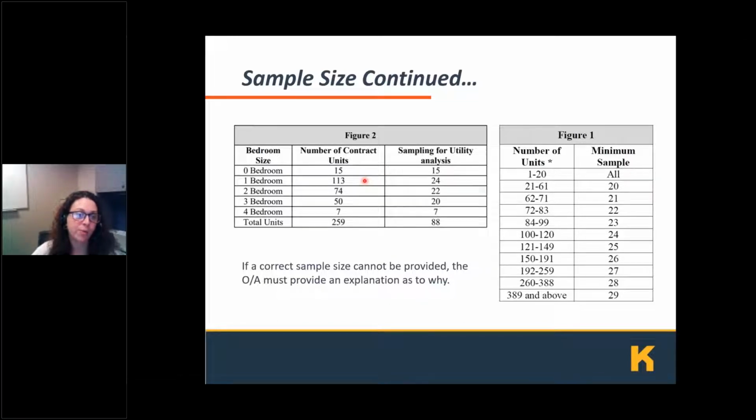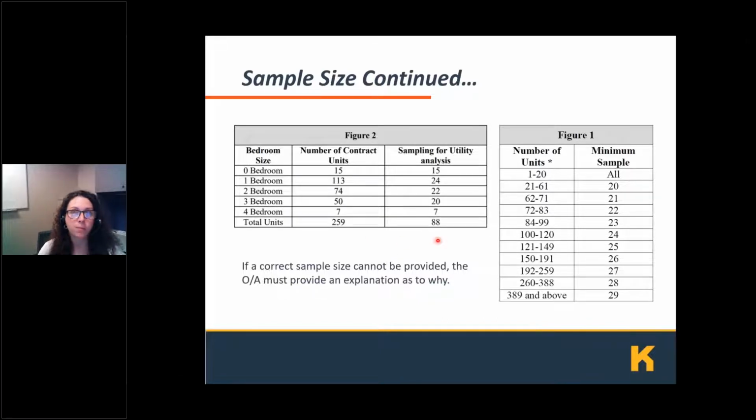So in the next example, this property has 113 1-bedroom units. So if we look over to figure 1, find where 113 falls, right here, the minimum sample in this case is 24. So they will be required to send in 24 units for their 1-bedroom. So I'll let you reference the rest of these, but that's how you're going to find out how many units are required for you to include in this baseline.